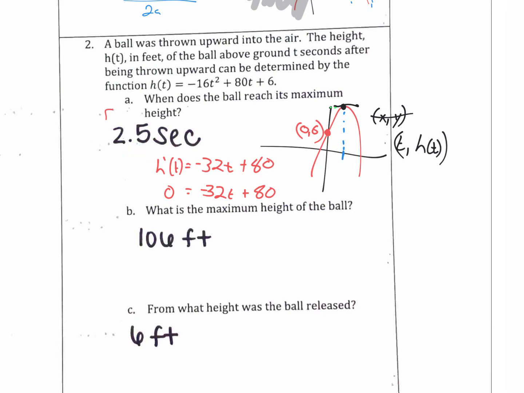Once you have 2.5 seconds, you can go back to your original function. If we want to know how high it went, well, let's just plug in 2.5 for t and see what we get out. From what height was it released, aka starting value, aka y-intercept. We already knew that. That was going to be 6 feet.